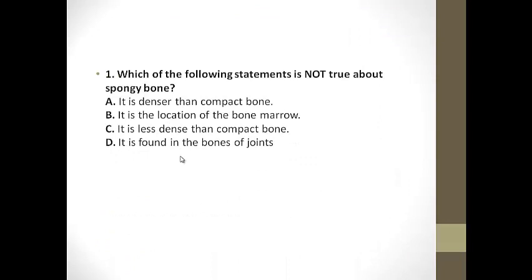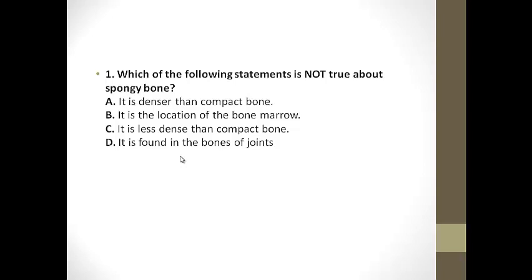Quick question. Which of the following statements is not true regarding spongy bone? A, it is denser than compact bone. B, it is the location of the bone marrow. C, it is less dense than compact bone. And D, it is found in the bones of joints. I'm just going to give you a second to think about that. Remember, you're looking for the statement that is not true, or the statement that is incorrect.